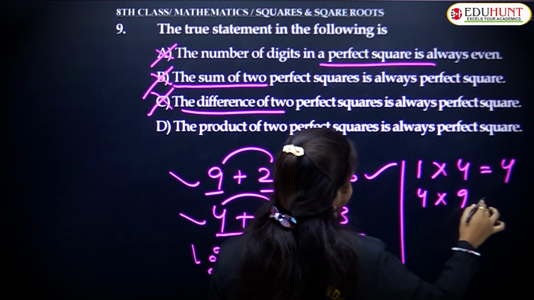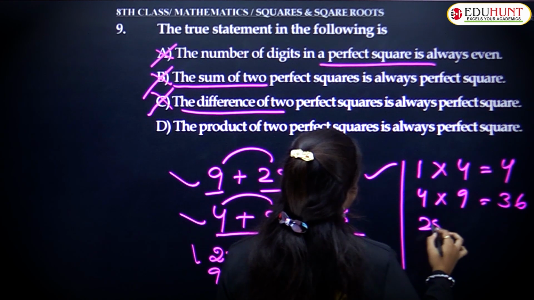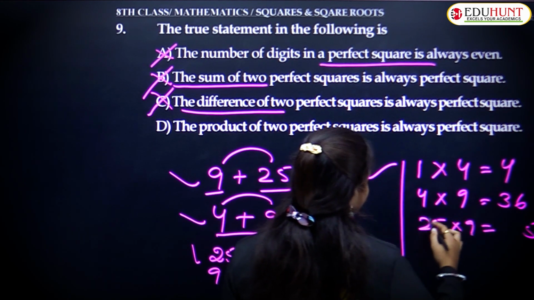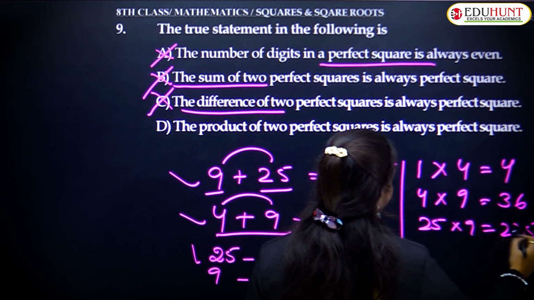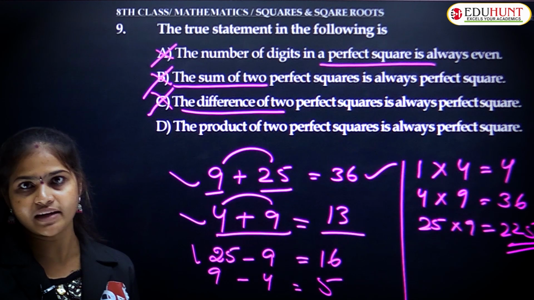4 is a perfect square, 9 is a perfect square, 4 9s are 36. Next, 25 into 9, which is 9 5s are 45. 9 2s are 18, 18 plus 4 is 22, so 225. 225 is a perfect square. Its square root is 15.